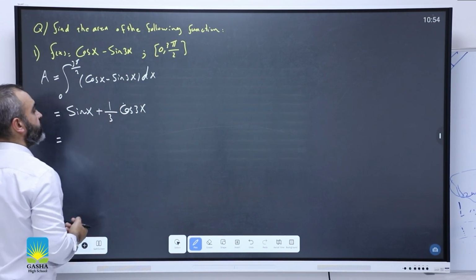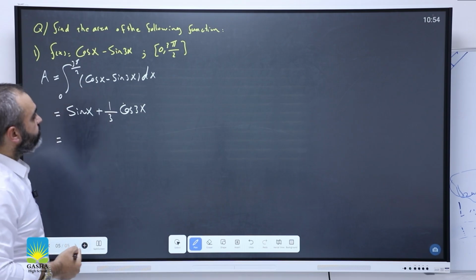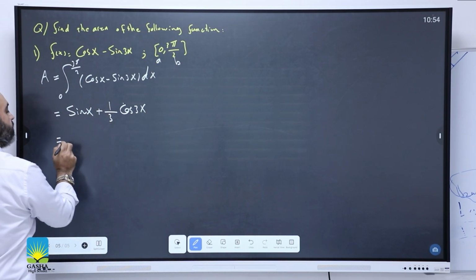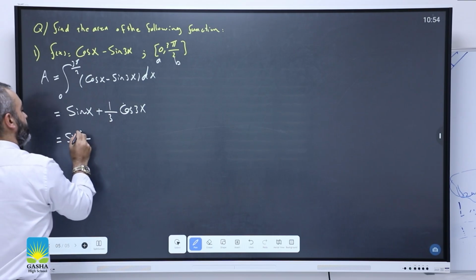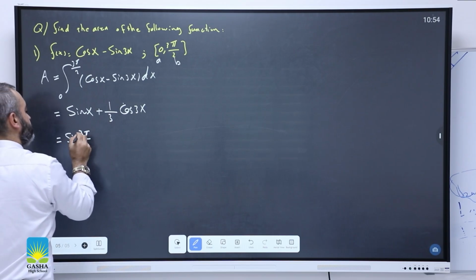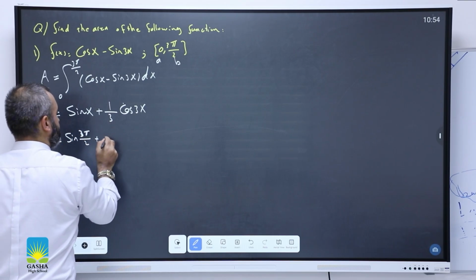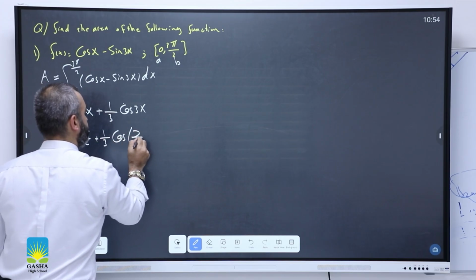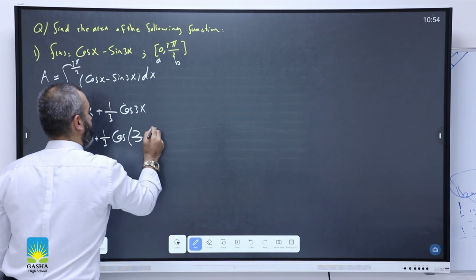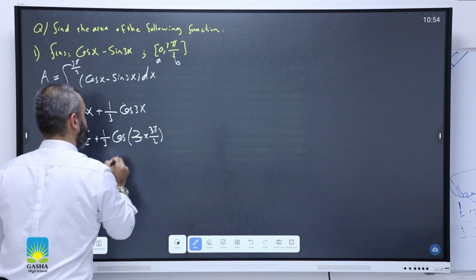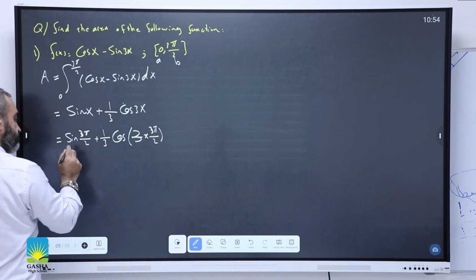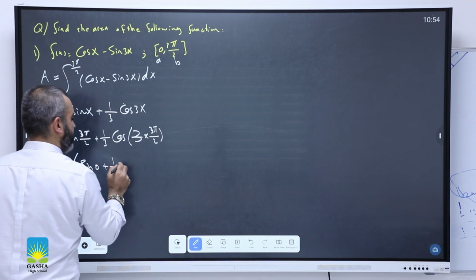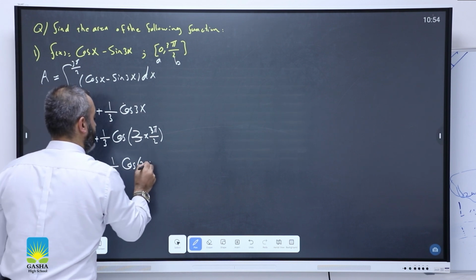Now we substitute the interval. This is A, and this is B. So sine 3 pi over 2 plus 1 over 3 cosine 3 times 3 pi over 2 minus sine 0 plus 1 over 3 cosine 3 times 0.